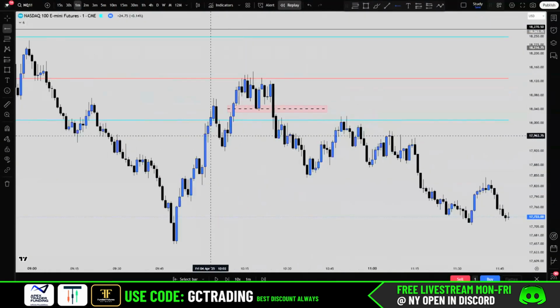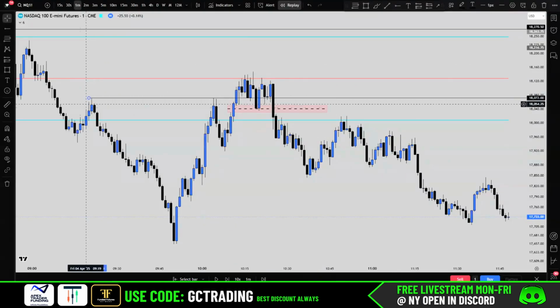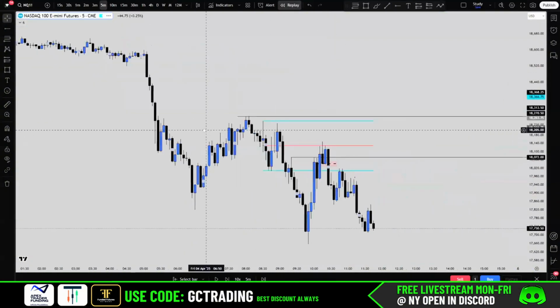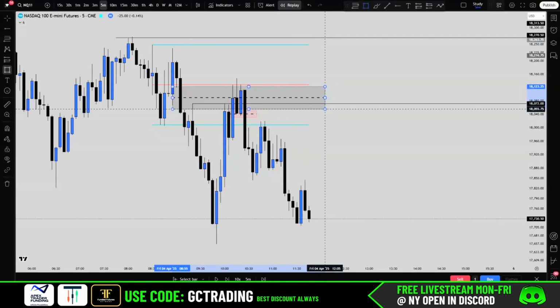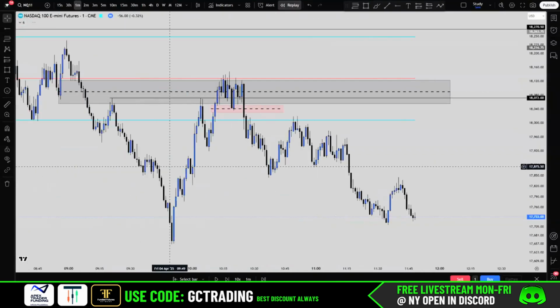On this play right here, you can see we have this level right here that we are taking out. We're sweeping that level. On the 5 minute, we also have a FVG. We have a fair value gap right here that we are respecting. You can see we're pulling back up into that. Let's drop back down to the 1 minute.